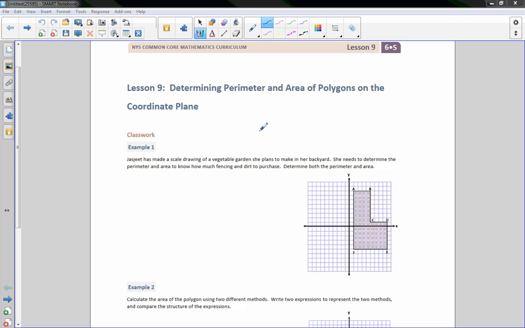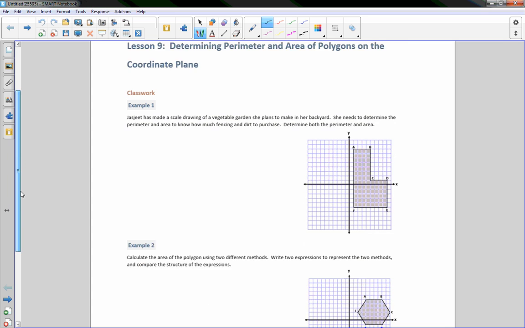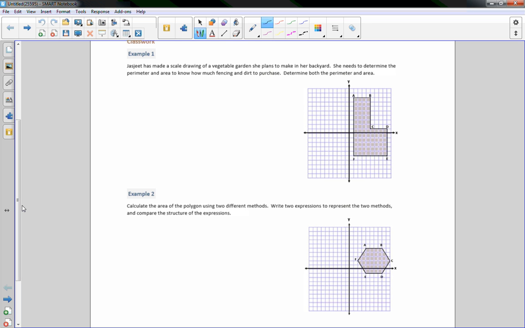So here's a classwork example 1. Jasgy has made a scale drawing of a vegetable garden she plans to make in her backyard. She needs to determine the perimeter and area and know how much fencing and dirt to purchase. Determine both the perimeter and the area.